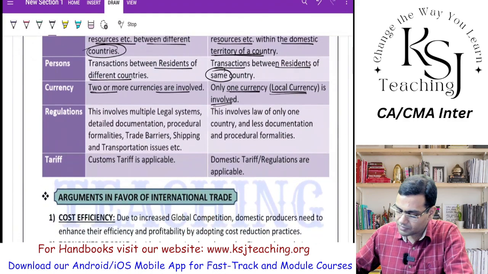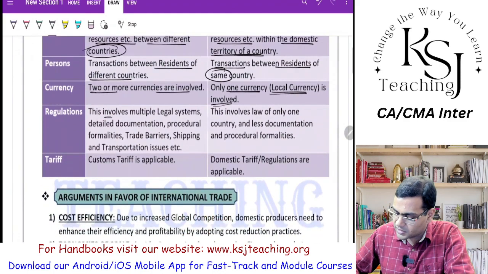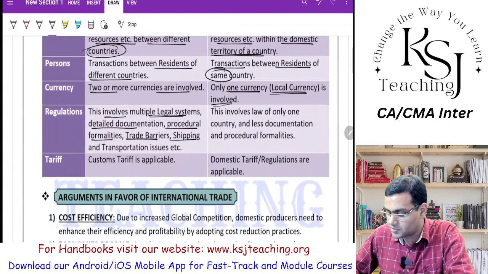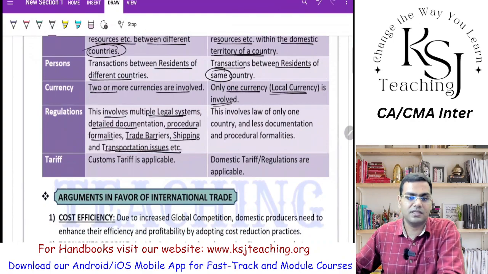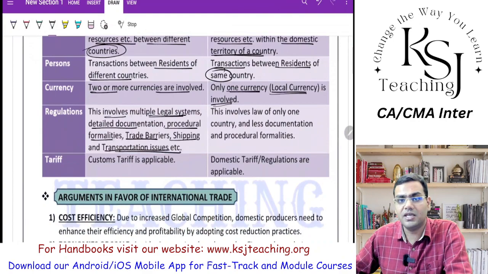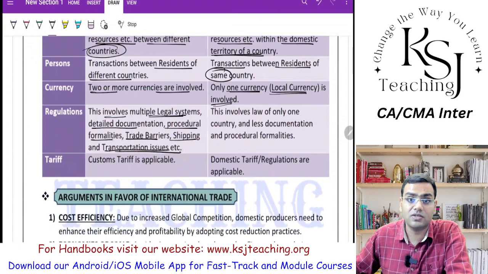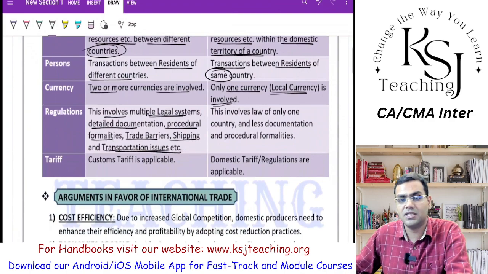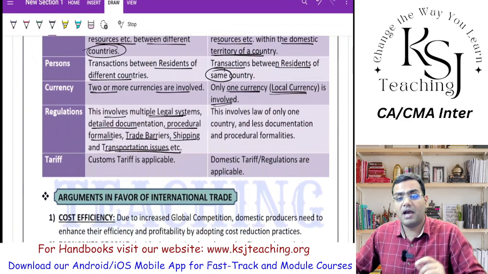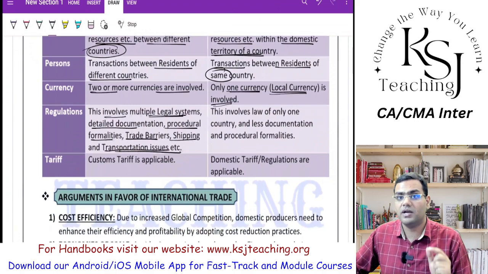Okay. Regulation: this involves multiple legal systems, detailed documentation, procedural formalities, trade barriers, shipping and transportation issues, all those things. That is why they say that in case of international trade, the complexity of the transactions will increase because there will be a lot of paperwork. Why will paperwork increase, sir? Because you will have to follow the legal system of two countries now.